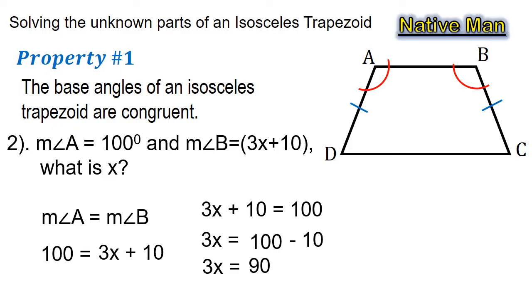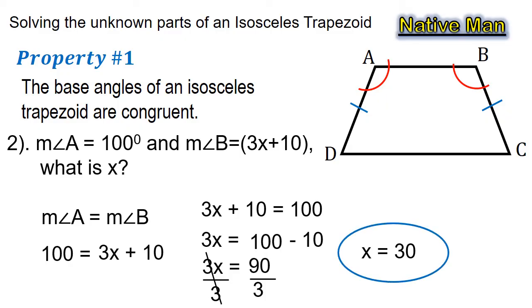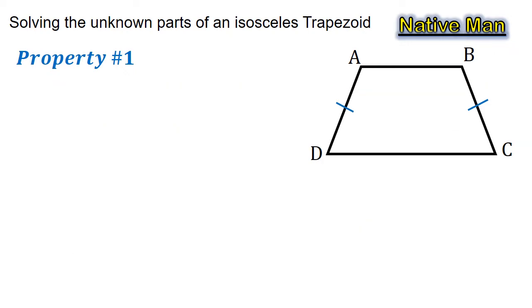Since there is a 3 with the x, let's remove the 3 by dividing 3 to both sides of the equation. If you divide by 3, then cancel the 3. So on the left side, what remains is x is equal to 90 divided by 3 is 30. That is what the problem is looking for, what is x. So, x is equal to 30.